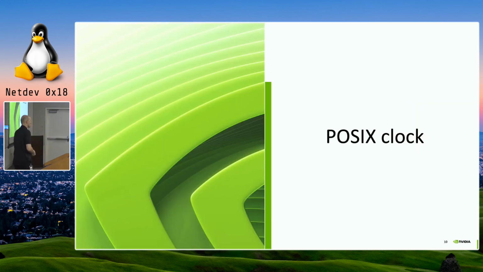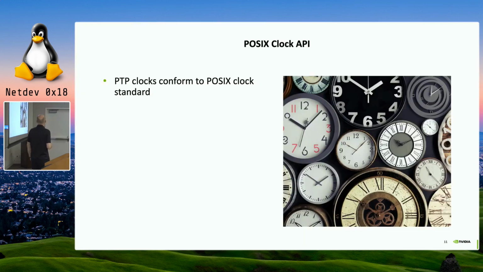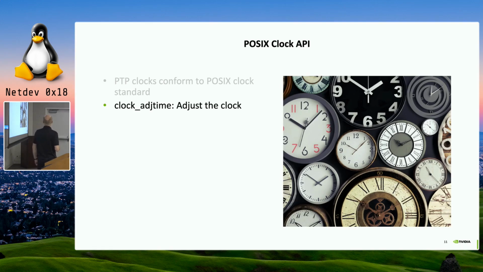Okay, so now let's talk about the POSIX clocks API. This is the API that the user will use to control the clock, and how the command from the user translates into the API that's actually on the driver side. So the PTP clocks conform to the POSIX clock standard. There is a layer that translates the POSIX clock calls into the APIs of the driver.